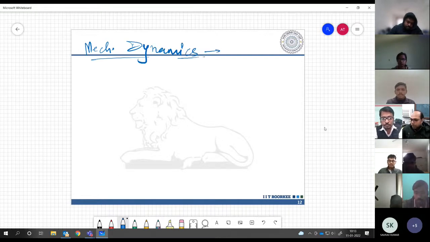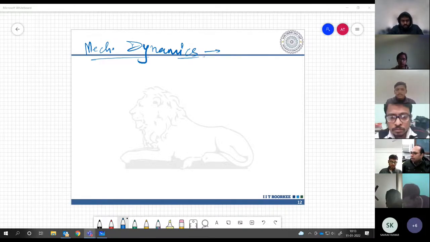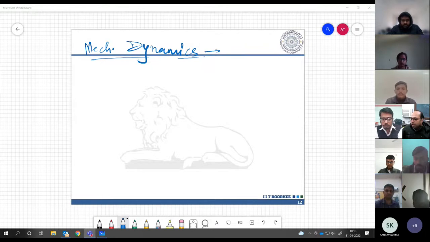Still some people are behind the curtain, they are not visible. Please turn on your camera. It is always good for better interaction. So we are somewhat like 15 people in the meeting, but I cannot see 15 people on the screen.